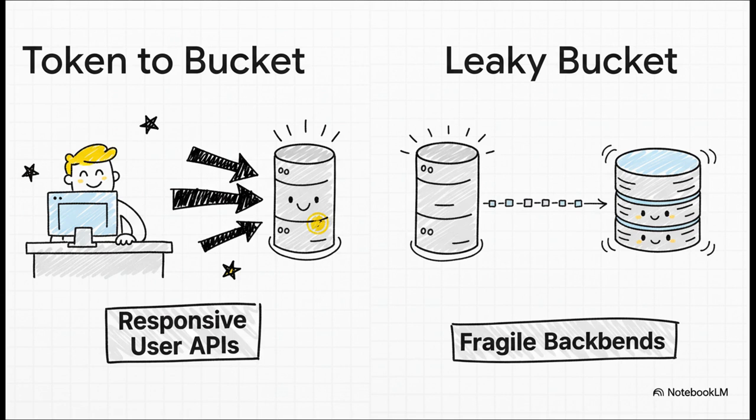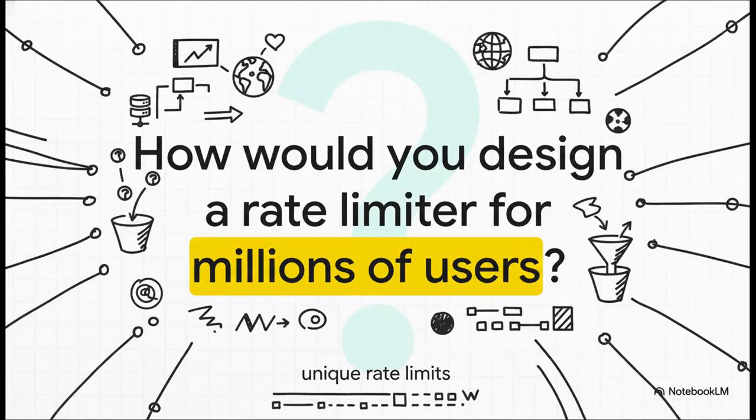On the flip side, you choose the leaky bucket when the system downstream, like a database or some piece of hardware, just can't handle sudden spikes. It needs a smooth, steady diet of requests to work properly. So now you've got the two fundamental patterns in your toolkit. You can either allow bursts or you can smooth them out.